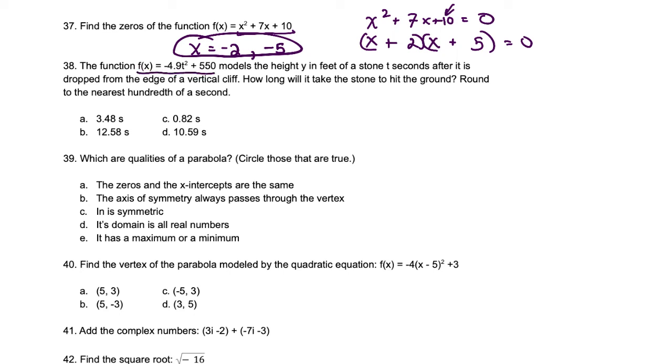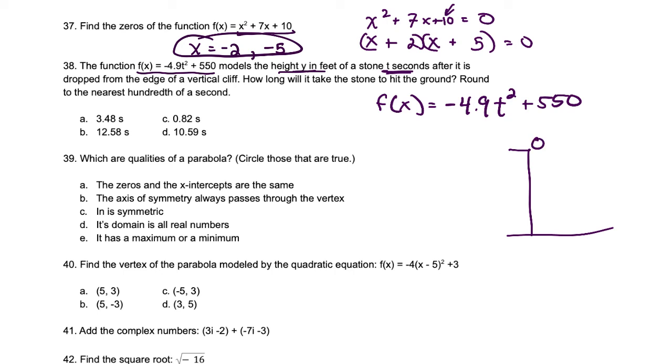Number 39, this function. Again, I'd write down that function. Anytime they tell you something, write it down like that. Negative 4.9 t squared plus 550 tells you how high it is, y in feet, of a stone after t seconds when it's dropped from the edge of a cliff. So here's a cliff, there's a stone, we're going to drop it, and it's going to fall to the ground. Now the question is, when does it hit the ground? When it hits the ground, its height down here would just be 0. So we're just trying to solve this equation, negative 4.9 t squared plus 550. When does it equal 0?